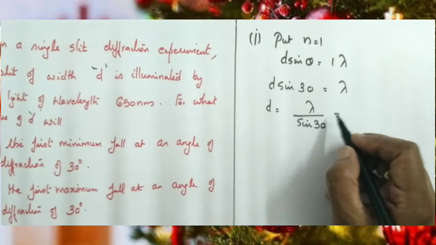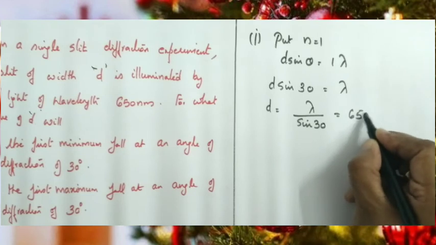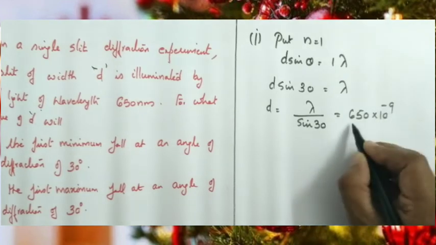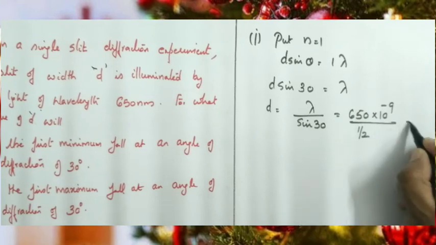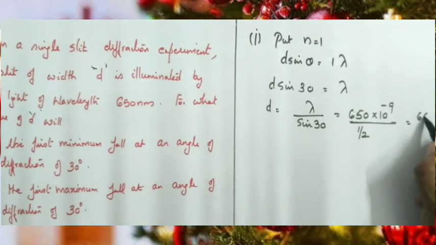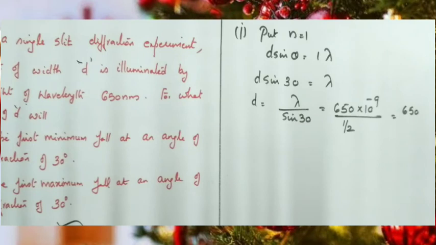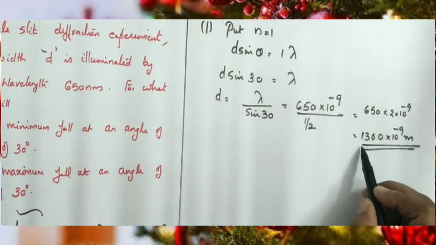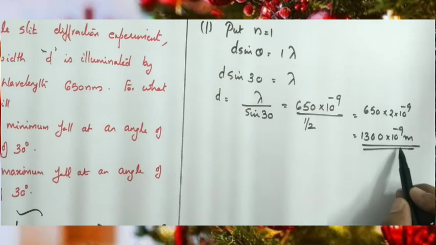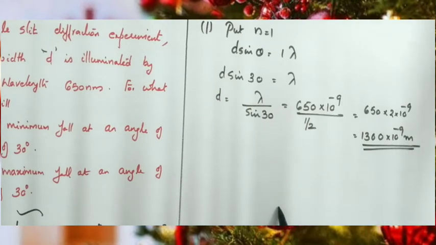What is lambda given here? 650 nanometer. 650 into 10 raised to minus 9 divided by sin 30, which is 1 by 2. So, 2 comes to the numerator, 650 into 2 into 10 raised to minus 9, and the answer is 1300 into 10 raised to minus 9 meter.